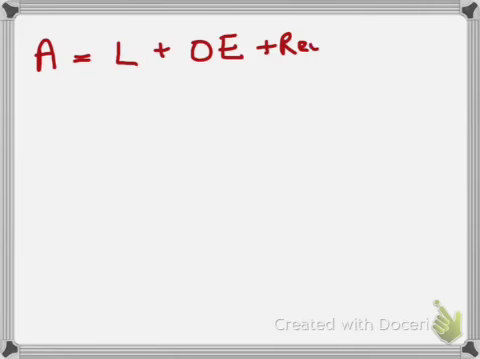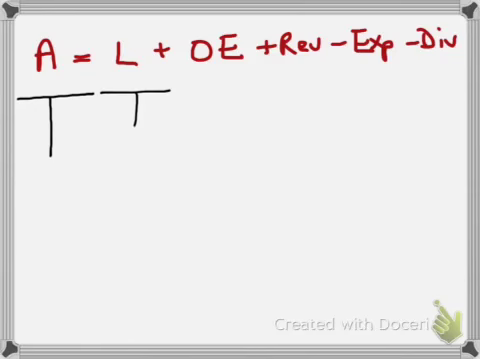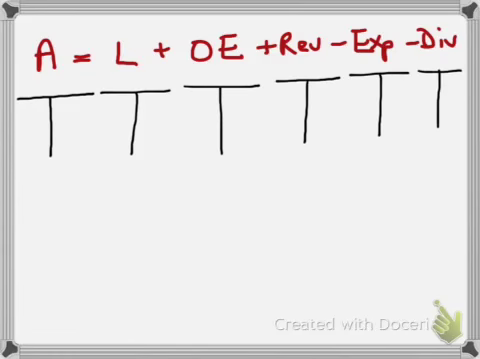So if we think about the accounting equation, assets equal liabilities plus owner's equity, and in having separate columns for the revenue accounts and the expense accounts and the dividends, the equation is assets equal liabilities plus owner's equity plus the revenues minus the expenses minus the dividends. For each category of account, there is a separate rule of debit and credit as to whether debits will increase or decrease the account balance.